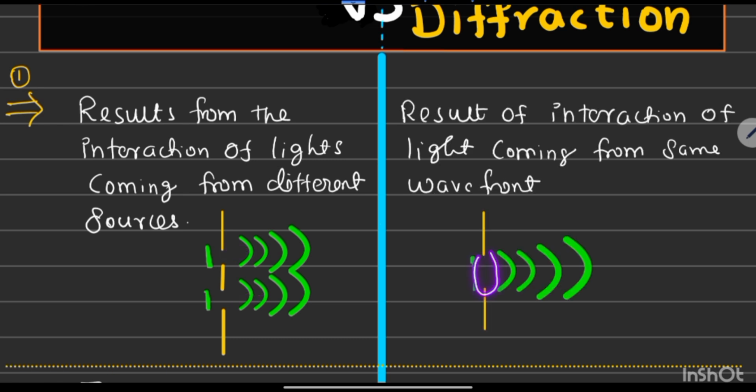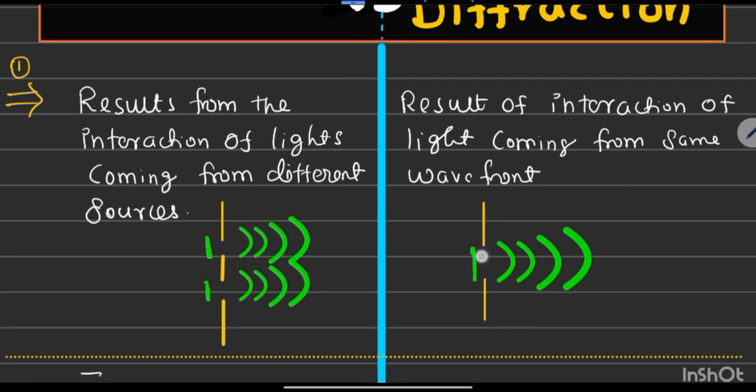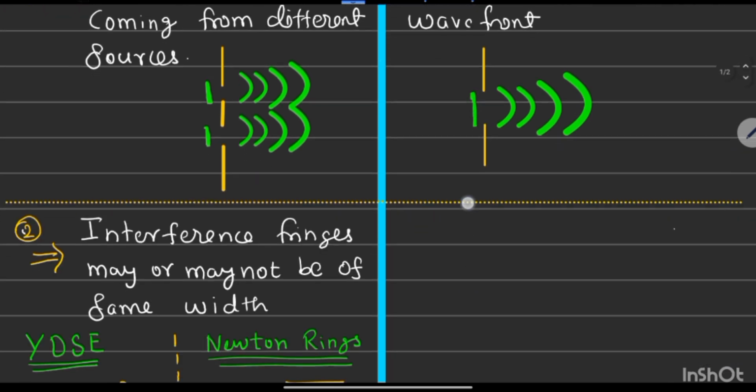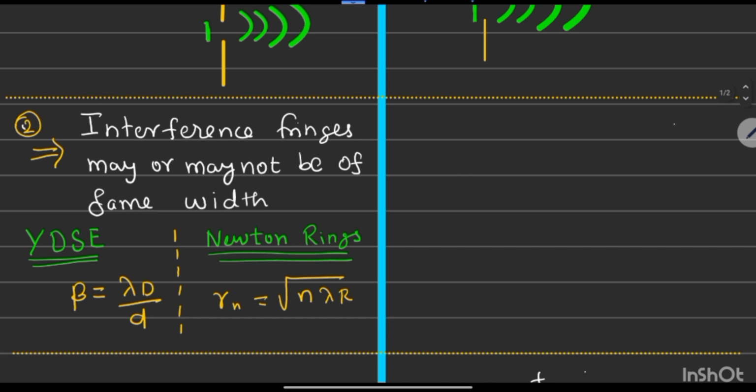Let's say in a single slit diffraction experiment, a single slit is illuminated by an incoming planar wavefront, and the diffraction pattern on the screen is a result of interaction of light that is coming from the same wavefront. And if you see the interference fringe width, it may or may not be of the same width.